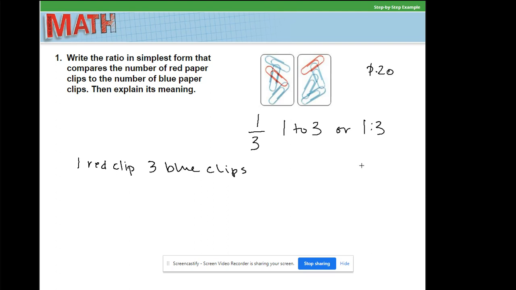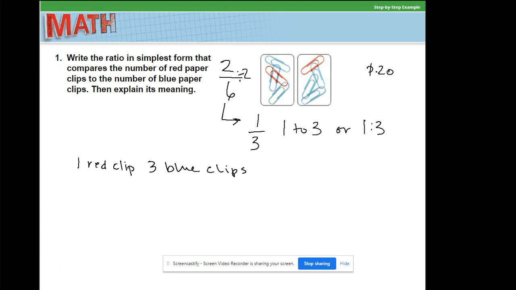So if we were to look at all of these, like we should have in the first place, there would have been 6 blue paper clips, okay, 6, and then 2 red paper clips, and that is how I got to 1/3. I divided both of these by 2, and I got to 1/3, and that's how I got my answer of 1/3, or 1 to 3, okay, right?